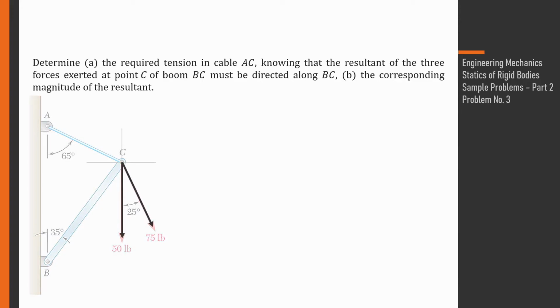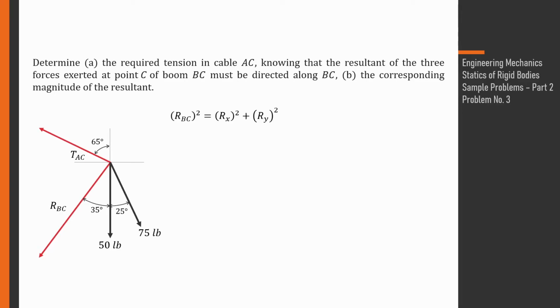And then the other unknown is the corresponding magnitude of the resultant, which is directed along BC. So here are the given forces, 50 pound and 75 pound force, and the tension for cable AC, and the resultant directed along BC. Alternate angles, so we have 35 degrees here. We're going to isolate the problem on point C or joint C, so 65 degrees here. And we have the 50-pound force and 75-pound force and a 25 degrees angle between them.